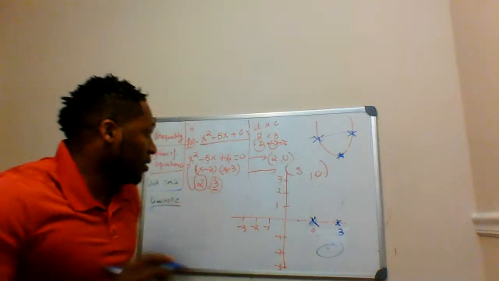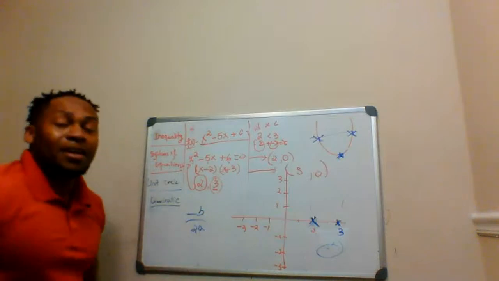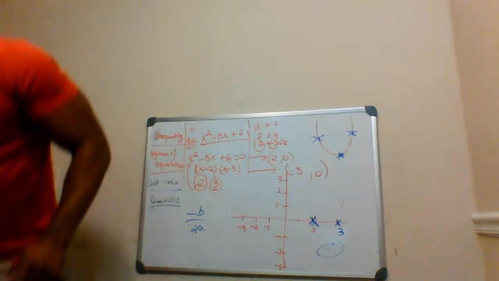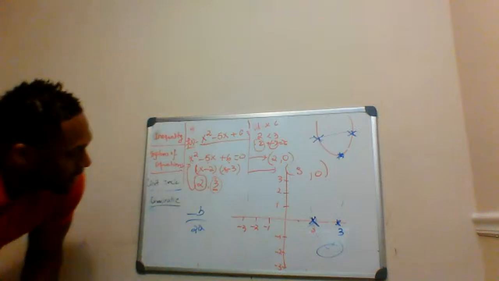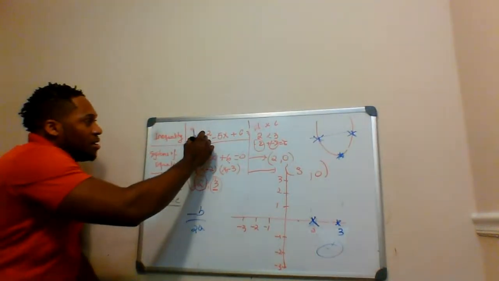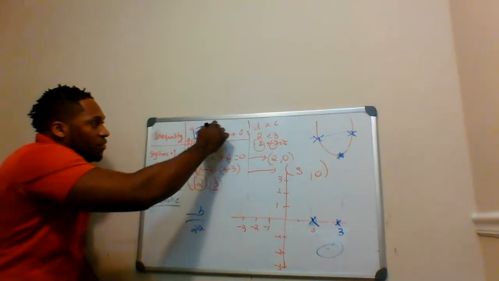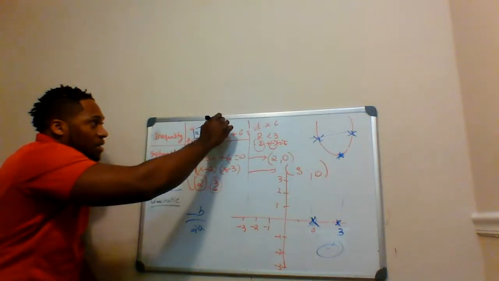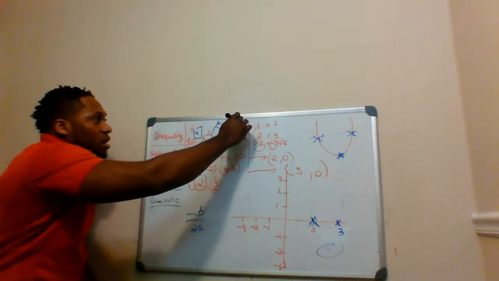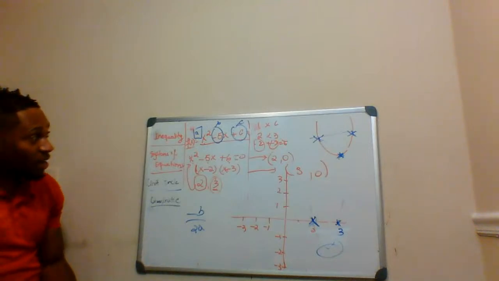So there's a trick. If you do minus b divided by 2a, that should give you the x-coordinate of that point. So let's see what minus b divided by 2a is. Let's remember, whatever is in front of the x squared, we call it a. Whatever is in front of the x, we call it b. And whatever is left, we call it c, right?